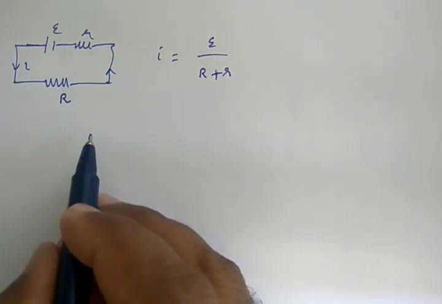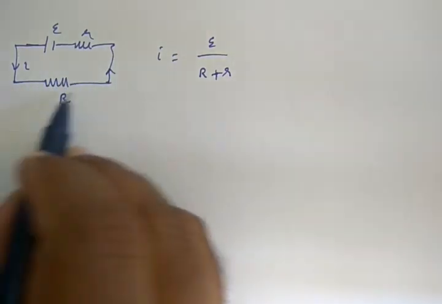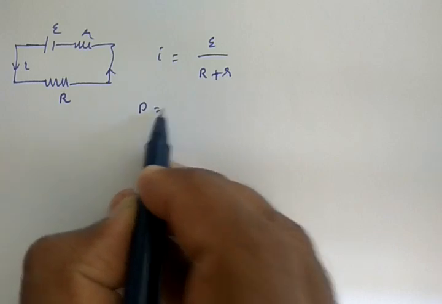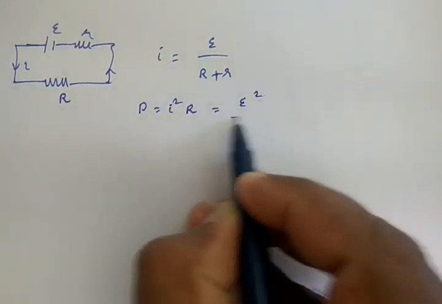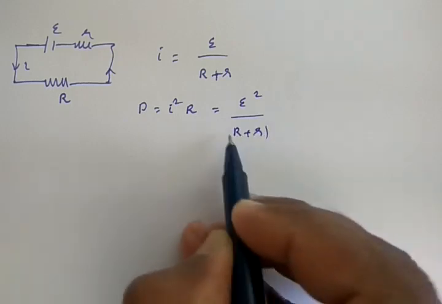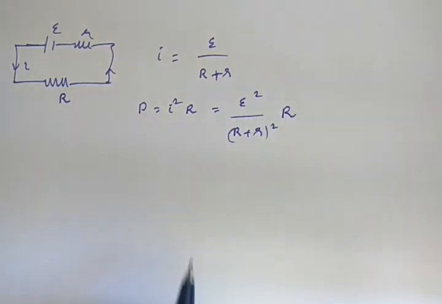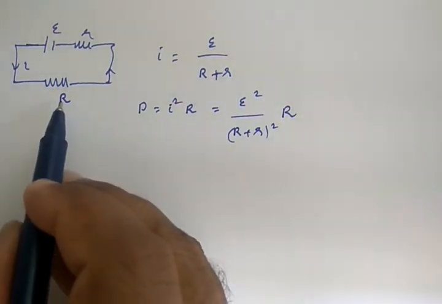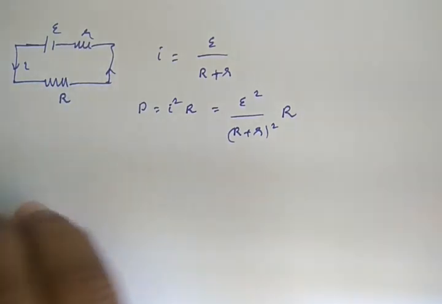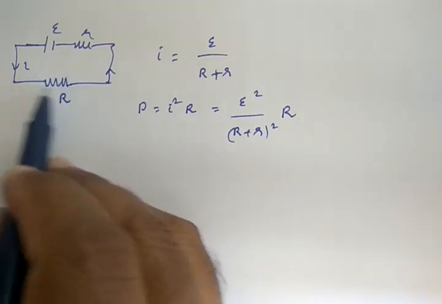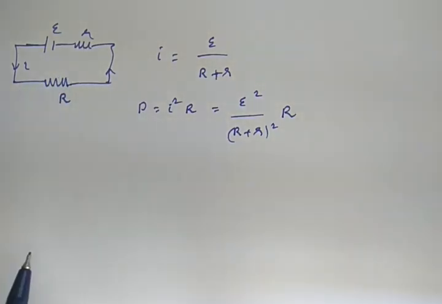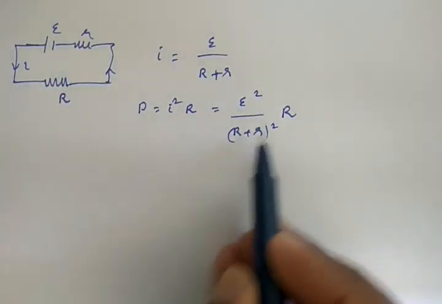Now let us see what the power dissipation in this resistor is. Power dissipation in this resistor will be I square into R, that is E square by (R plus r) whole square into R. Now the question is, what must be the resistance of this resistor to get maximum power dissipation? So P equals this one, this is the equation.